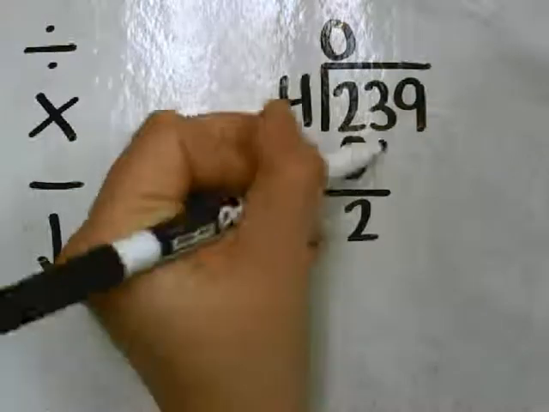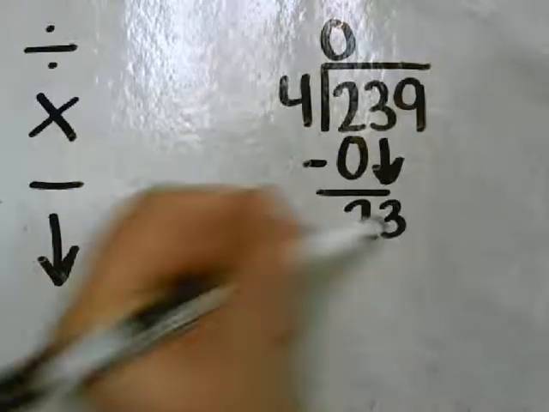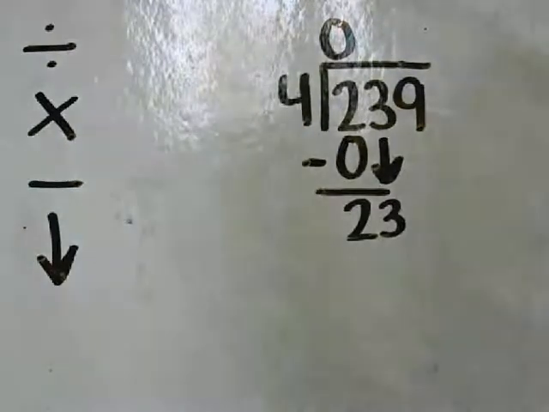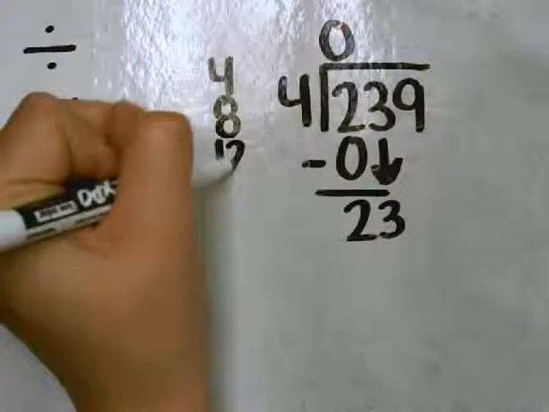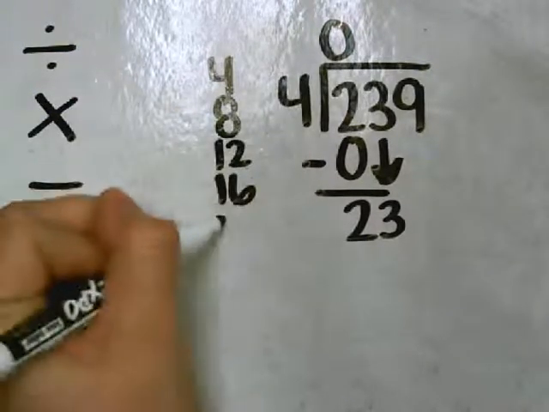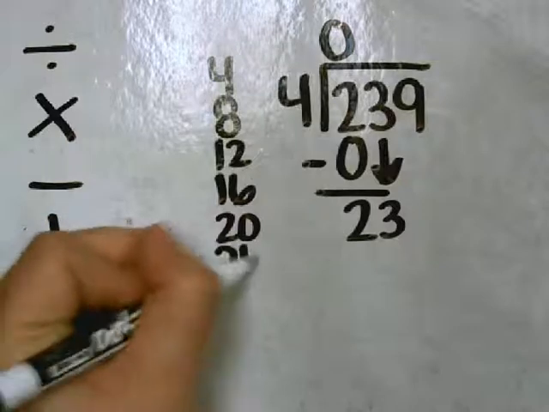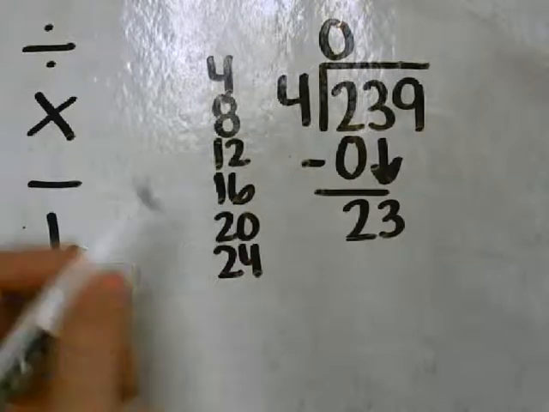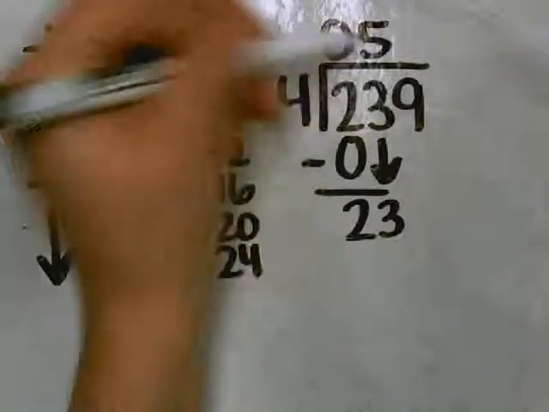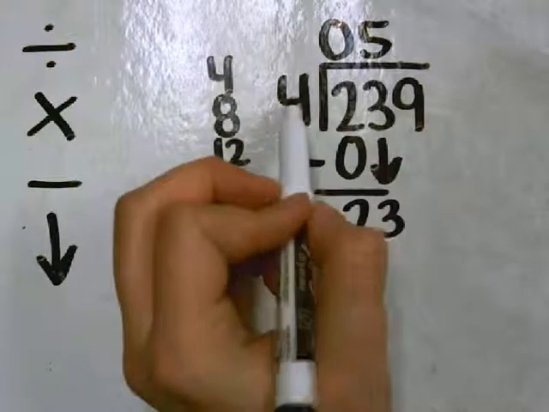So I know 4 doesn't go into 23 evenly, so I'm going to list my facts. And I have 4, 8, 12, 16, 20, 24. Oh, I'm too high. I need to stop. So my closest number without going over was 20, and I know that that is 5 times 4, so I write 5. And then 5 times 4 is 20. I subtract, and then I bring down the next number.